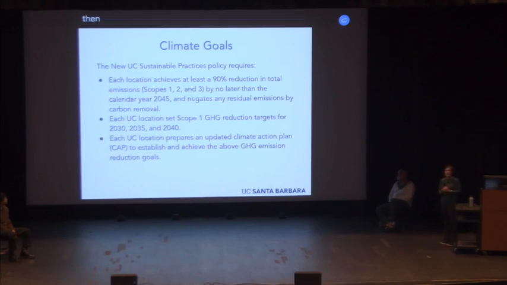And then each UC campus had to set interim targets to show that we weren't just waiting until the last minute, but meeting those goals along the way and showing progress. And then really investing in direct action on our campus as well, including developing a new climate action plan that will show us how we're going to get to those targets.